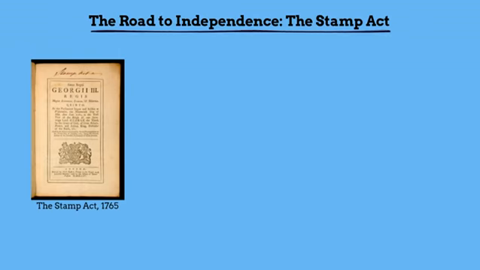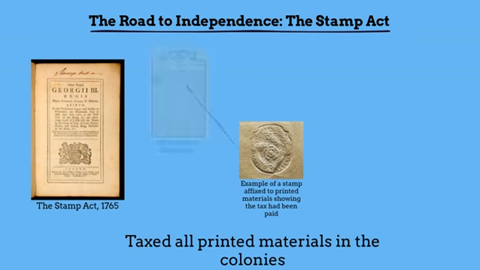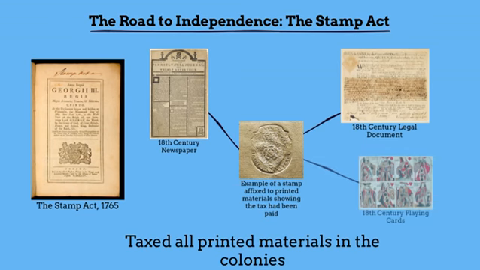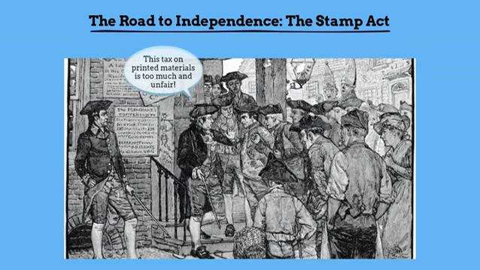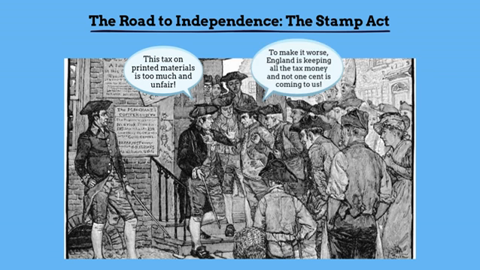One law was the Stamp Act, passed in 1765, which taxed all printed materials, such as newspapers, legal documents, and playing cards. Colonists saw this act as unfair because it was a tax on items they used every day, and all of the money from the taxes went directly to the English government and not to the colonies themselves.